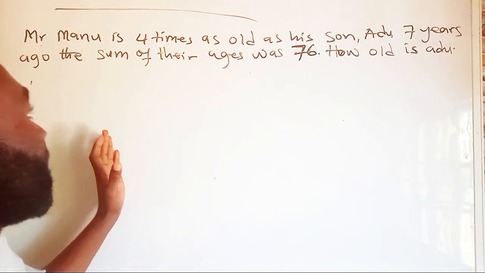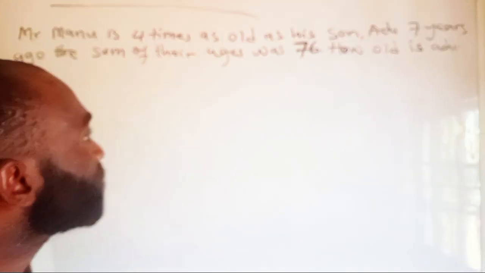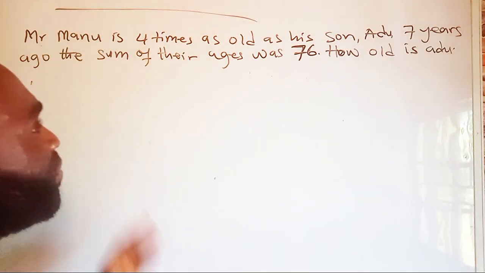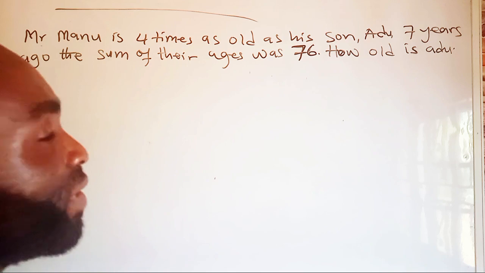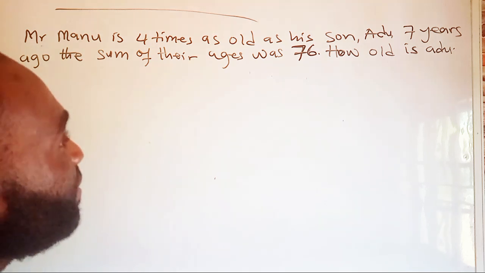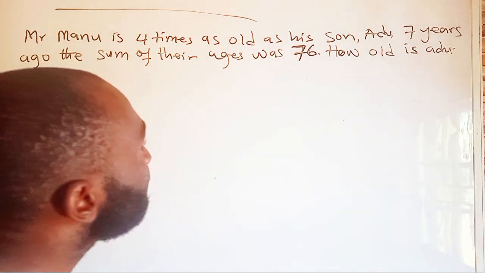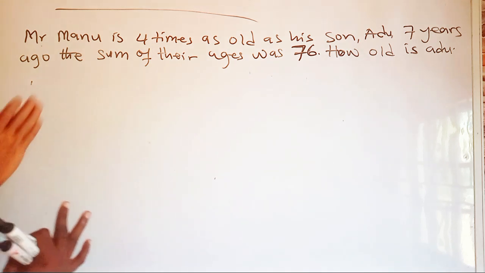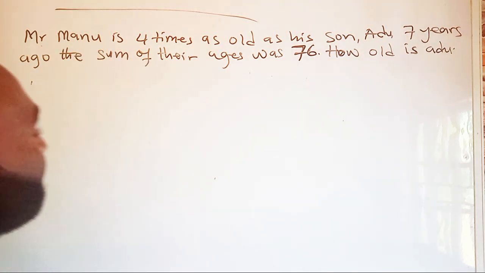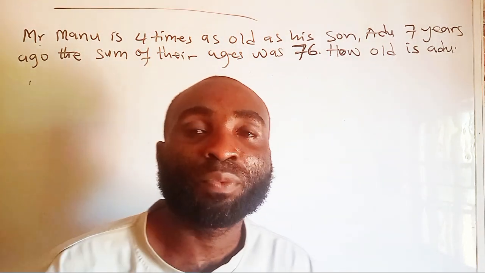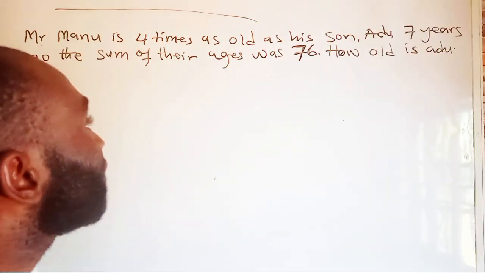Before you solve a word problem question, there are a few things you need to keep in mind that will help you to solve any word problem question. Like here, there are two people the question is talking about, the father and the son. First, we don't know the age of the son, but it is stated that the father is 4 times as old as his son. So when we know the age of the son, we'll be able to find the age of the father.